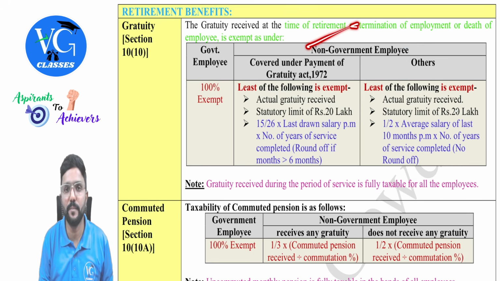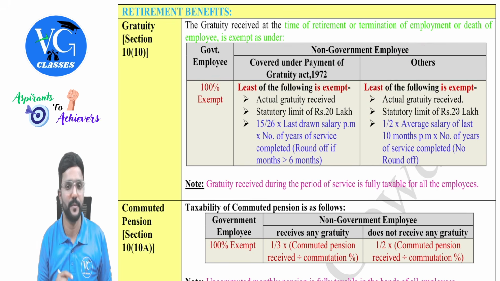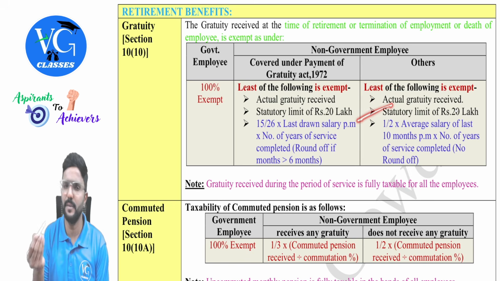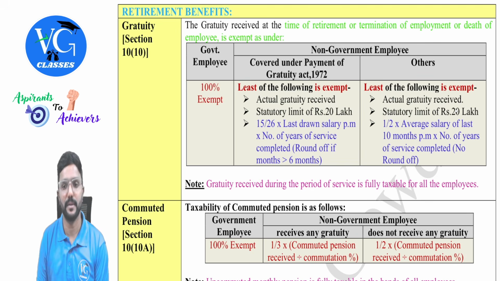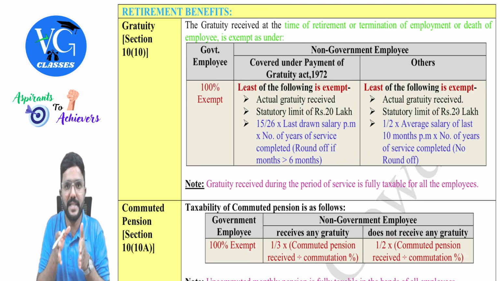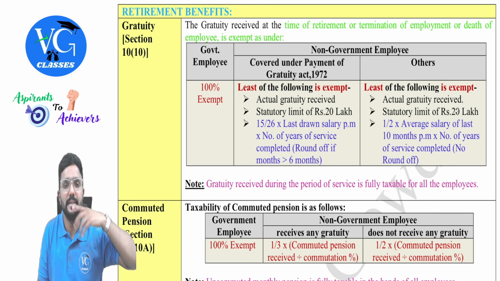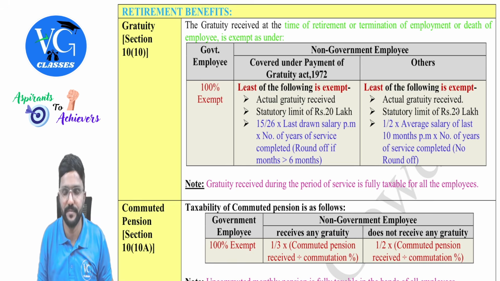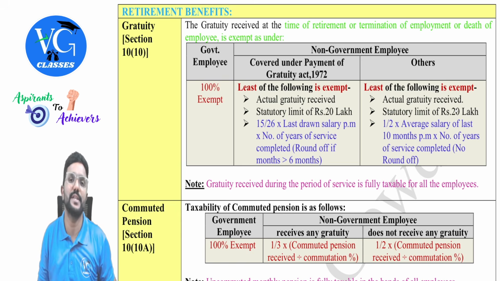Coming to others. Others means non-government employee who is not covered under the Gratuity Act. Okay, the first 2 points remain same, only the last point would change. Okay. Least of the following is exempt. First one, actual gratuity received. Second one, statutory limit of 20 lakh, which is same, guys. Last one, half into average salary of last 10 months per month. Okay, that is, you need to take the total salary of last 10 months. Assume he has retired in December, leave December, take the last 10 months salary. How do we calculate? Take the total salary of last 10 months divided by 10. That's all. Per month, what is the average salary we will get? Clear? And if there is no change in the salary for the last 10 months, you will get the same monthly salary only as average salary, guys.